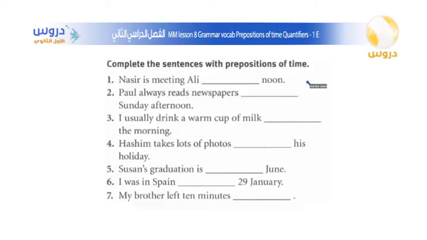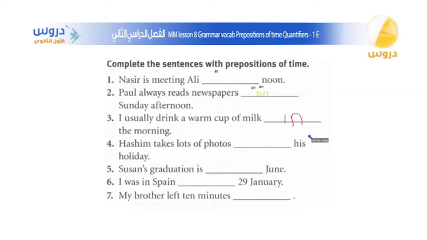Nasser is meeting Ali at noon. It's at, that's correct. Number 2, Paul always reads newspapers on Sunday afternoon. Exactly, it's on. On comes before the day, on Sunday, on Tuesday, etc. Number 3, I usually drink a warm cup of milk in the morning. In the morning, very good.